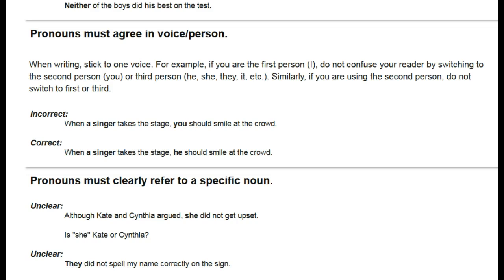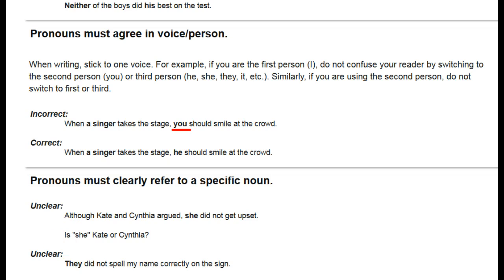Here's an incorrect example of switching. When a singer takes the stage, you should smile at the crowd. The correct use of the pronoun here would be, when a singer takes the stage, he should smile at the crowd.